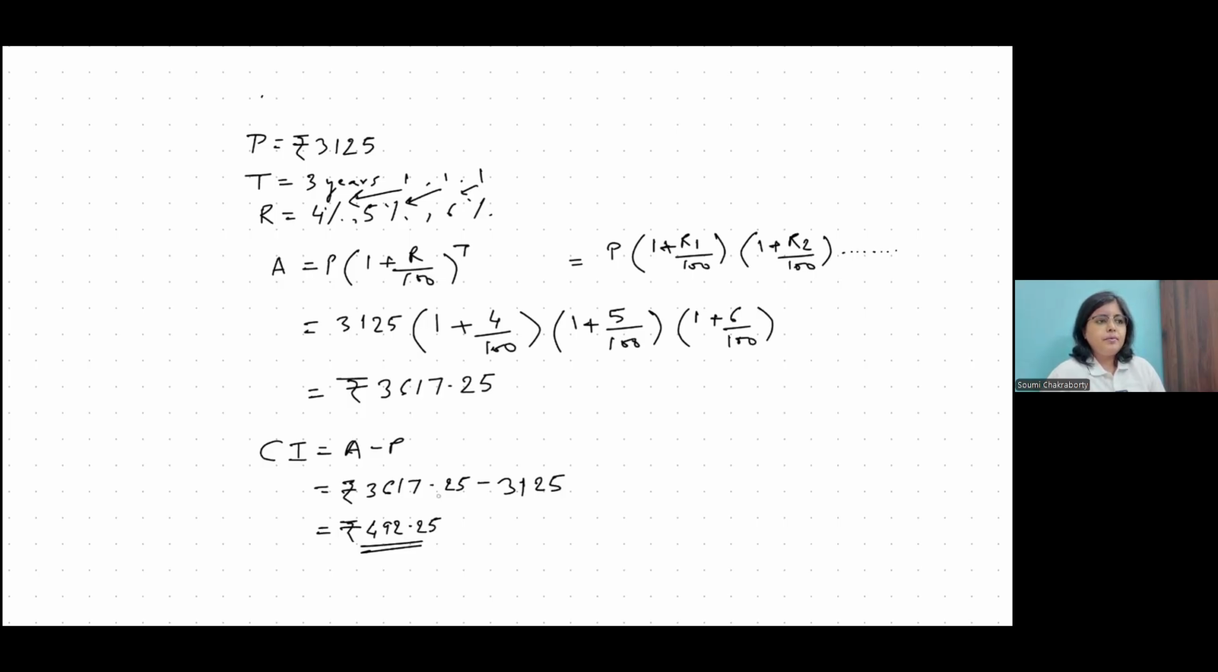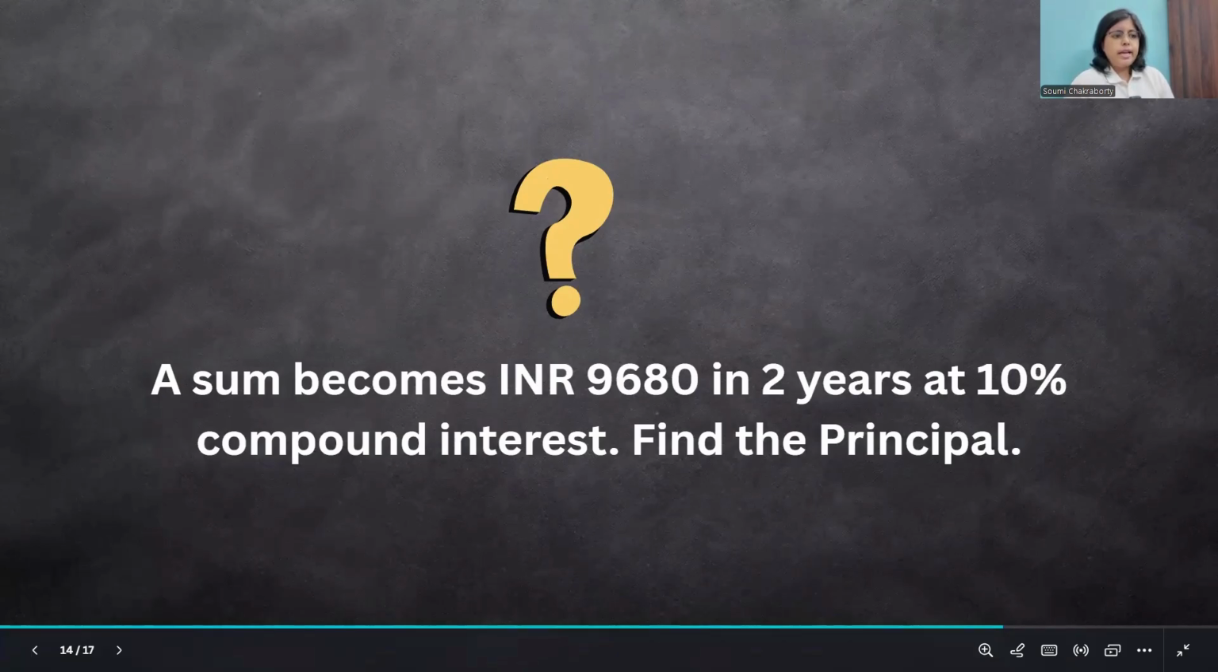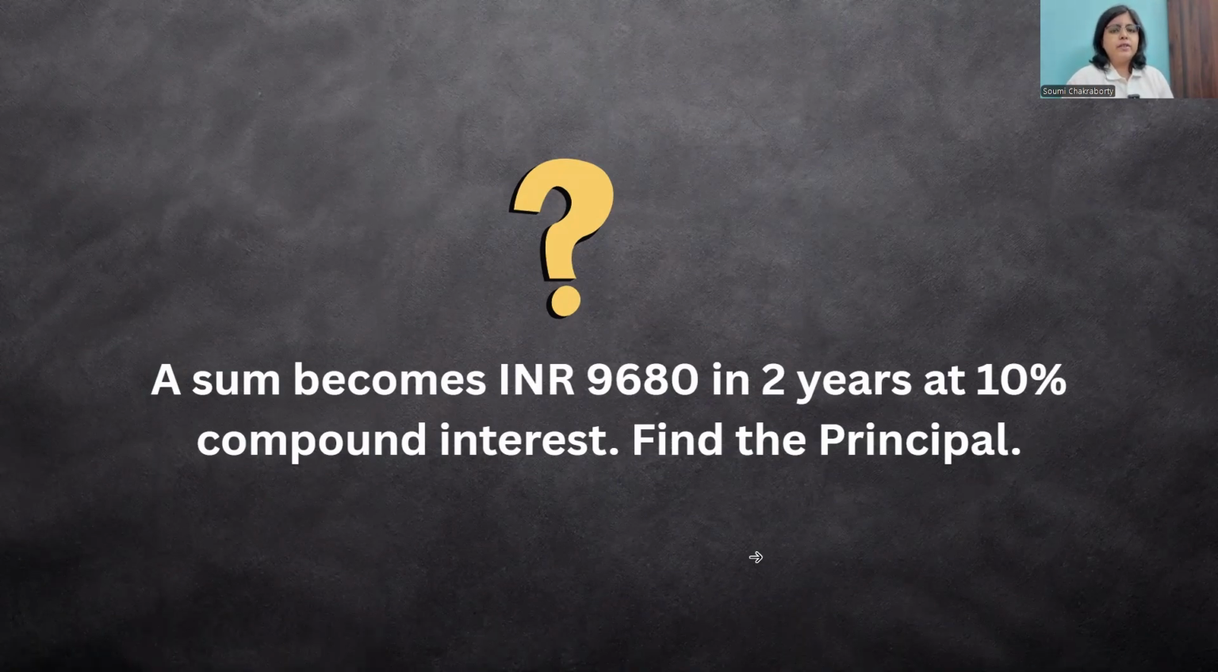Okay, let's solve the second problem. Please pause the video once again and take 5 seconds to try and solve the problem. Now let's try to solve this problem. We know the amount. Let us write it. Amount is rupees 9,680. What else do we know?